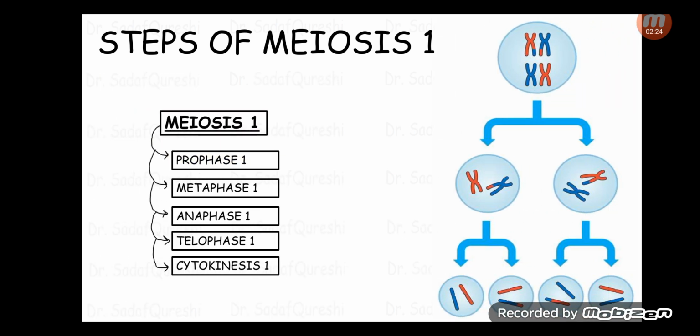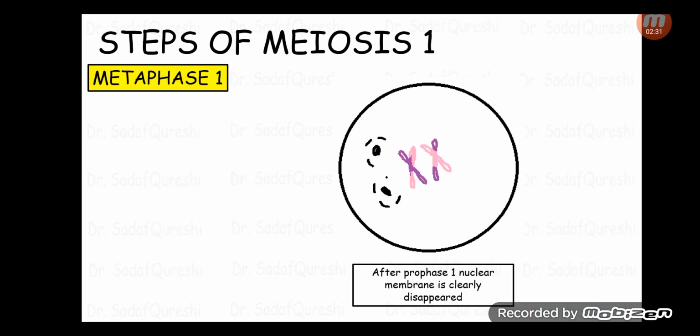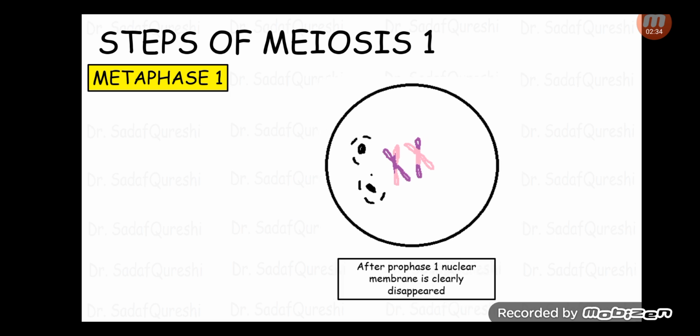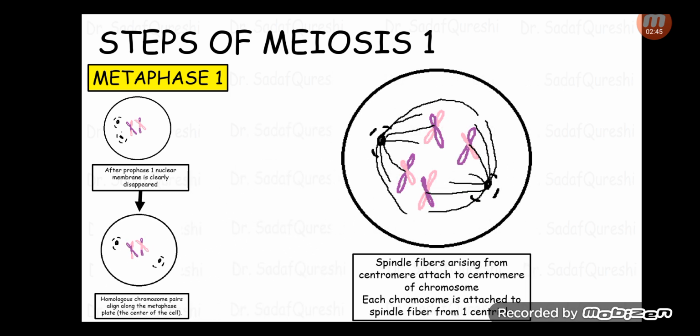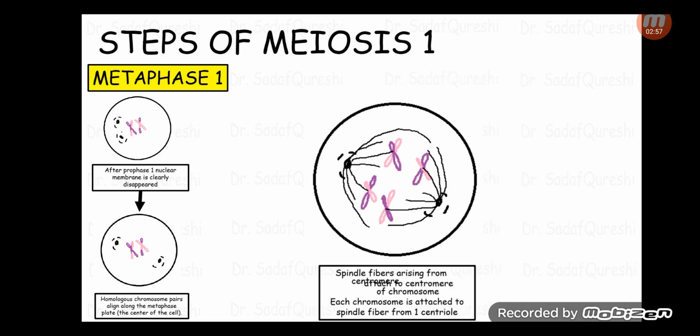Now the second phase of meiosis 1 is metaphase 1, and what happens in metaphase 1? After prophase 1, the nuclear membrane has clearly disappeared at the start of metaphase 1. Then homologous chromosome pairs align along the metaphase plate, that is the center of the cell. Then spindle fibers that arise from the centrioles are attached to centromeres of chromosomes, and each chromosome is attached to a spindle fiber from one centriole.